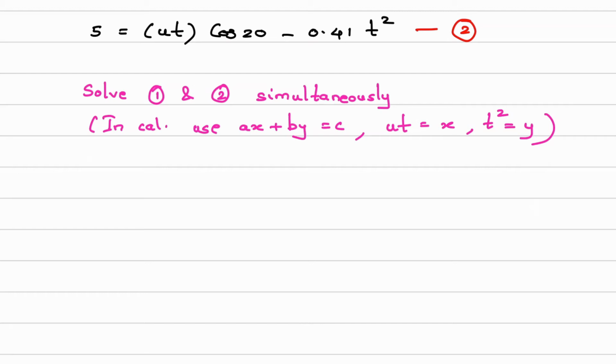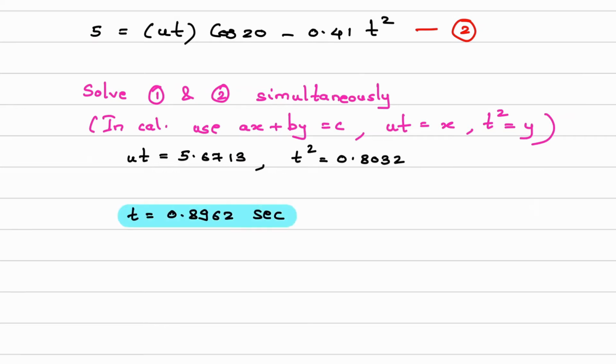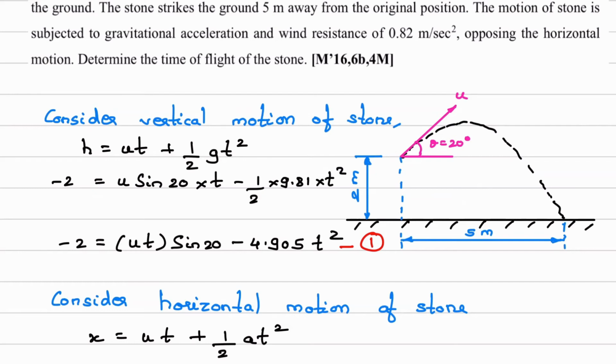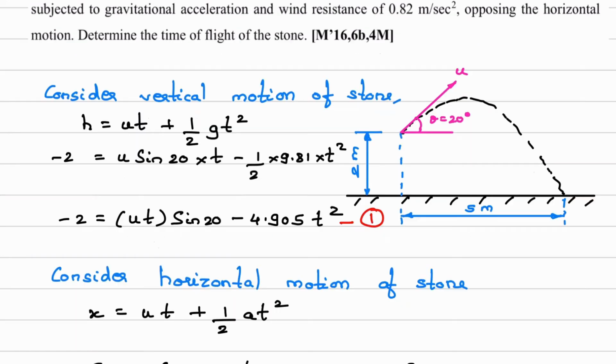So you will get the ut value as 5.6713 and the t square value as 0.8032. Finally take the square root, so t is equal to 0.8962 seconds. So what was asked in the question? Determine the time of flight of the stone. So from the point of projection to the point of target, that is the time that we have calculated.